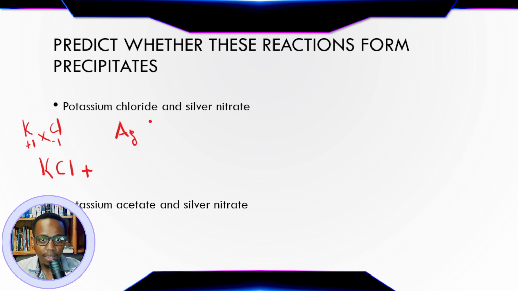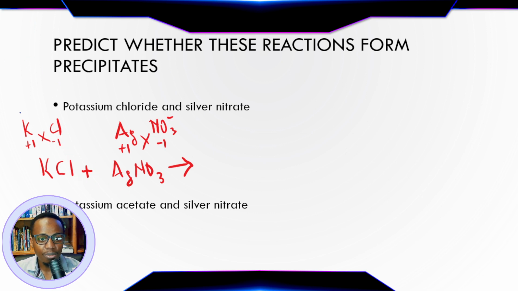Ag, and then you have NO3 negative. And look at this. This one is pretty easy because Ag is +1, NO3 is -1. If you do the cross, it's going to be AgNO3. And these are our reactants. And then after that, you're like, okay, what type of reaction is this? Well, it's two things plus two things, so it's a double replacement.